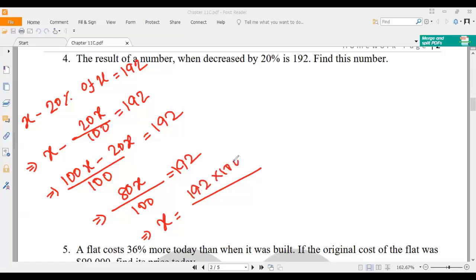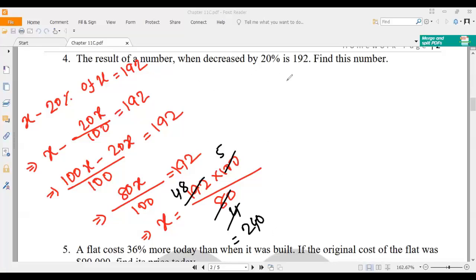192 multiplied by 100 by 80. Now, after calculating this one, we'll get our final answer. So dividing both by 20 and 4, we get 4 fours are 16, 32, 48. Now multiplying 48 by 5: 5 eights are 40, 5 fours are 20 plus 4, 24, so 240 will be our final answer.